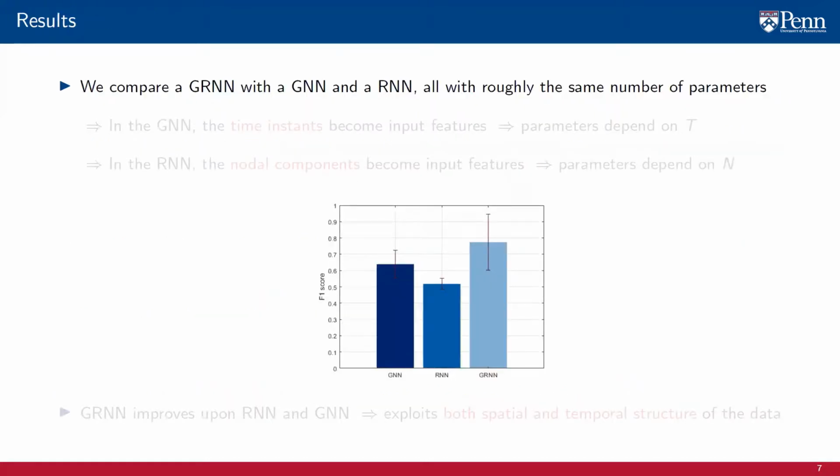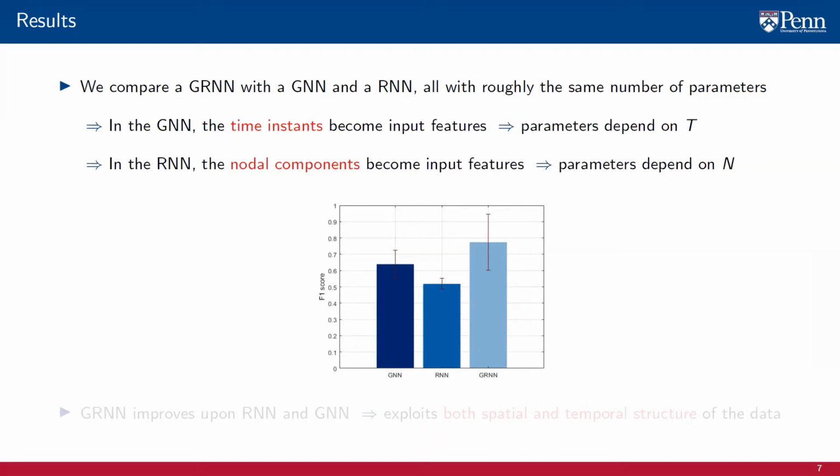We present the results of epidemic tracking for a GRNN, a GNN, and an RNN, all with roughly the same number of parameters. In the GNN, the time instance, that is, the sequence dimension, become input features. As such, the number of parameters depends on the length of the process. In the RNN, the nodal components, that is, the graph dimension, become input features. As such, the number of parameters depends on the number of graph nodes.